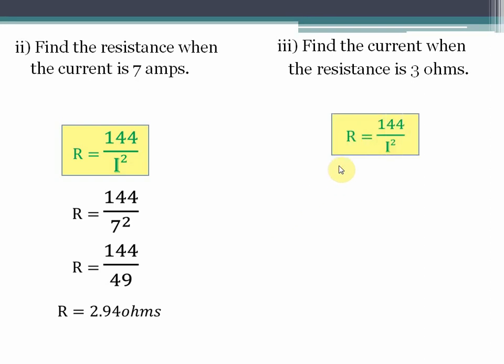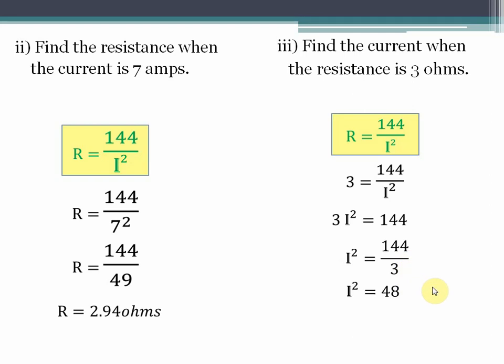Find the current when the resistance is 3 ohm. He said that if the resistance is 3 ohm, what is the value of the current? So now put the value of R in the equation: 3. Now 3 multiplied by I square is equal to 144. Now I square is equal to 144 divided by 3. We got the answer 48. 48 is approximately 49, whose square root is about 6.9. I think the answer will be 6.93. So I is equal to 6.93 amperes. Amperes is the unit of current I.